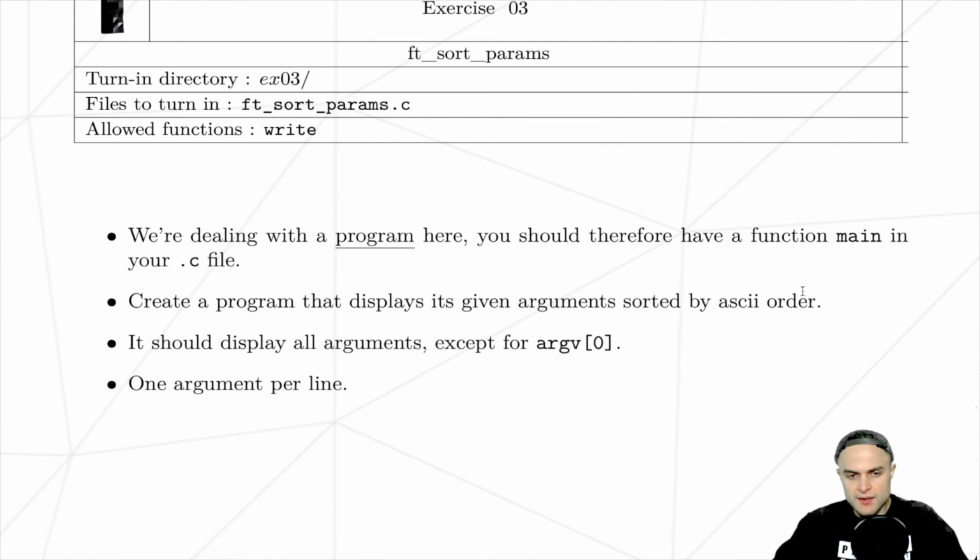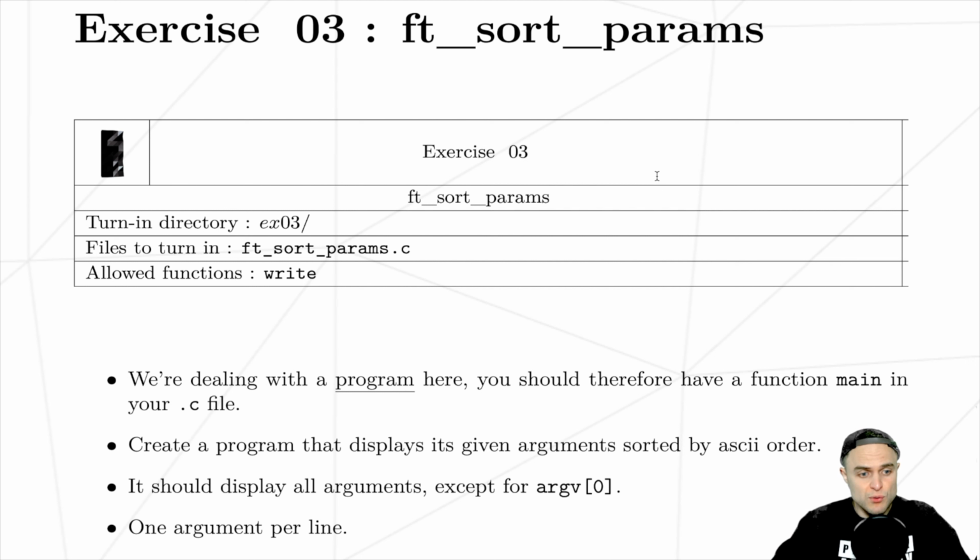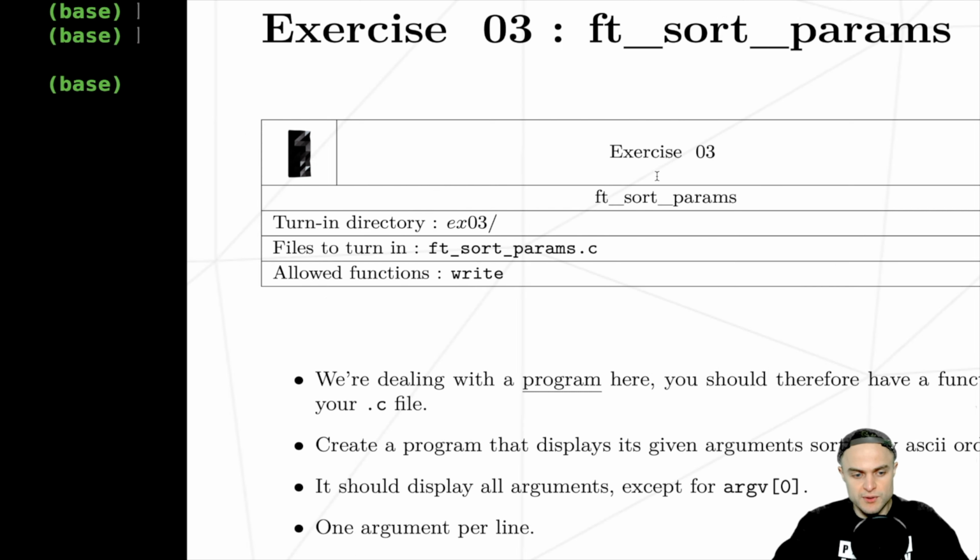Now we have to make the sort parameters program. This is going to be the most difficult one. But basically we have all the tools we have learned in previous exercises, all the things we have to know to make this program work.